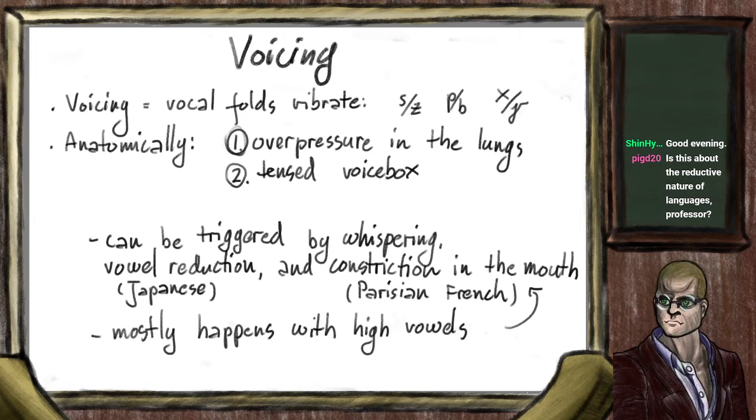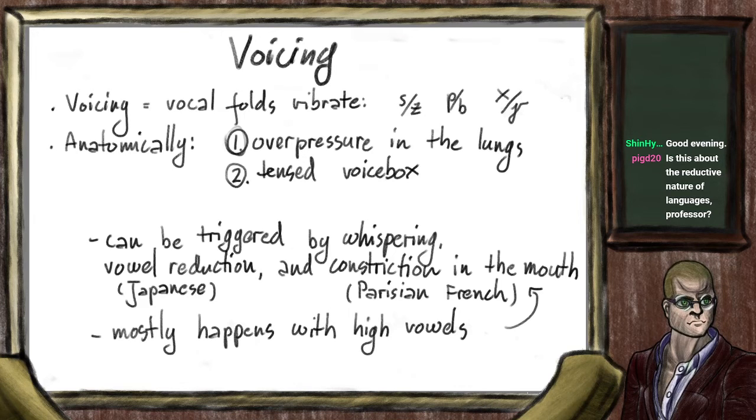You can, for example, produce a longer sound that is unvoiced, like s. You are producing an airflow, so there is overpressure in the lungs, but the voice box stays relaxed.